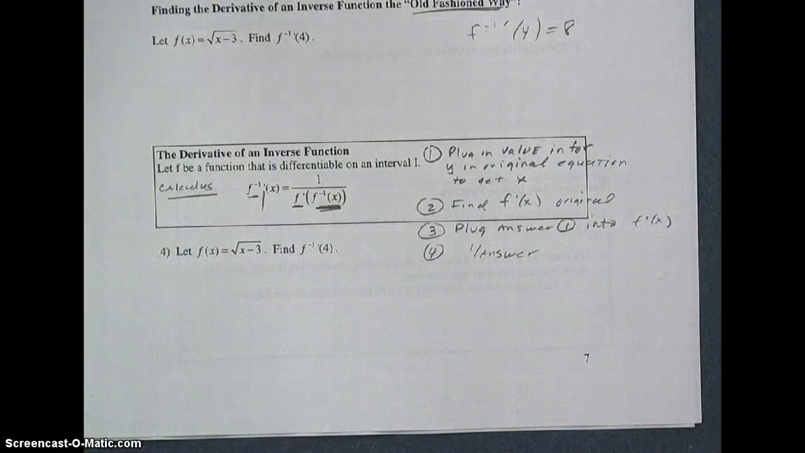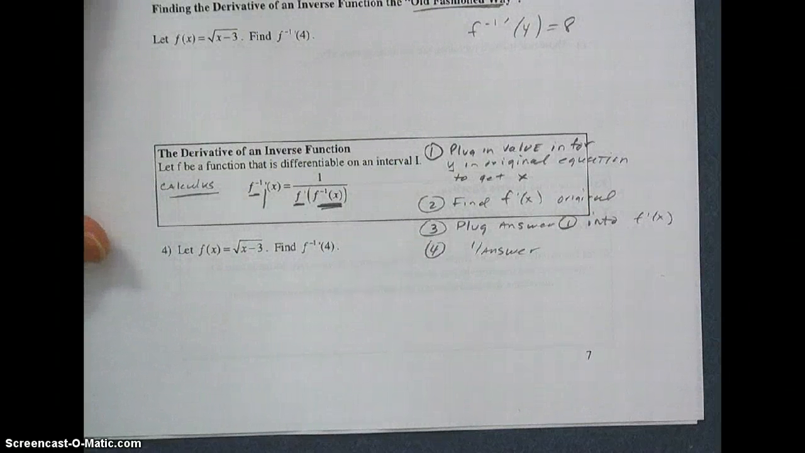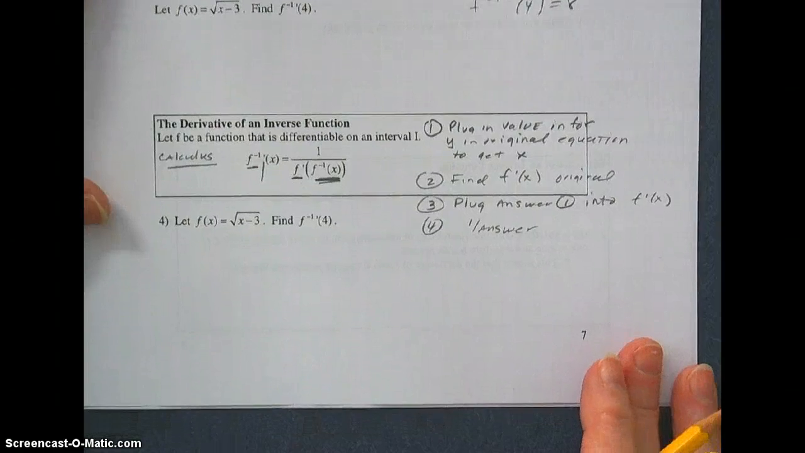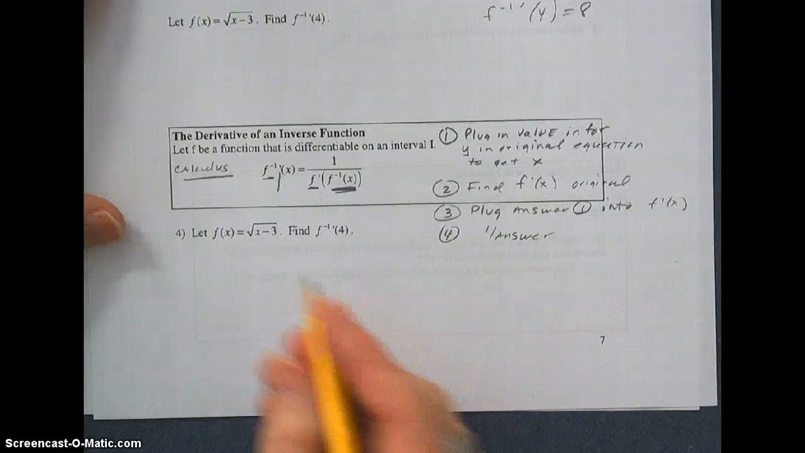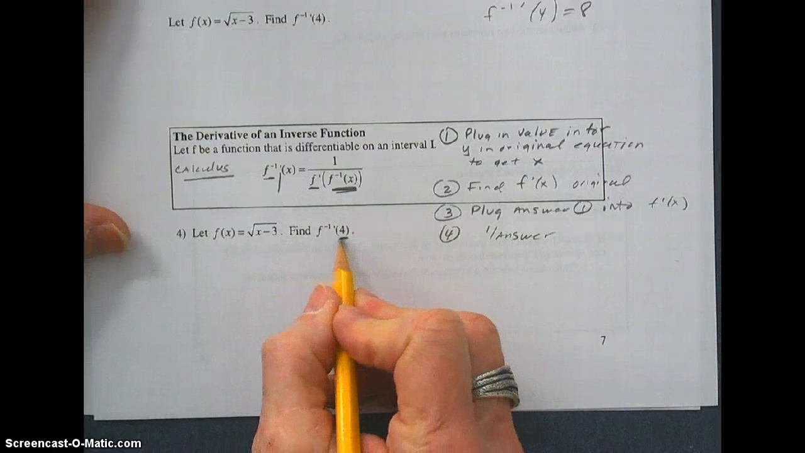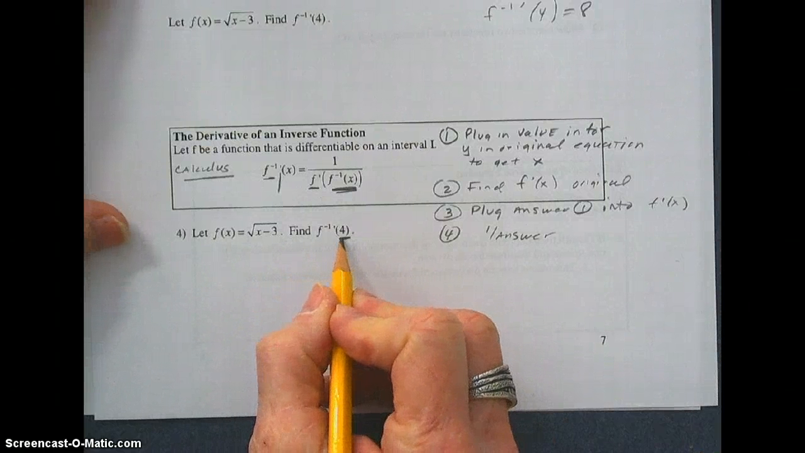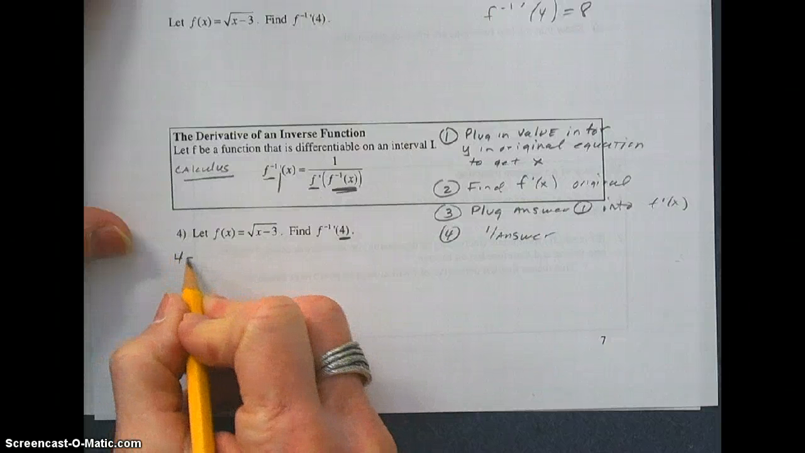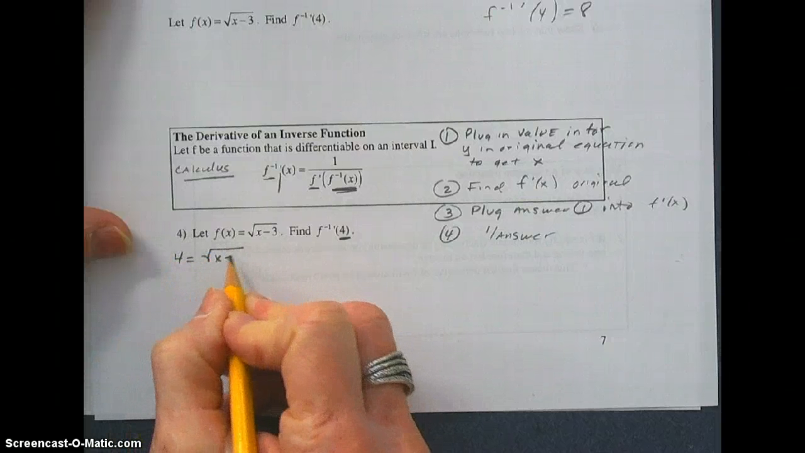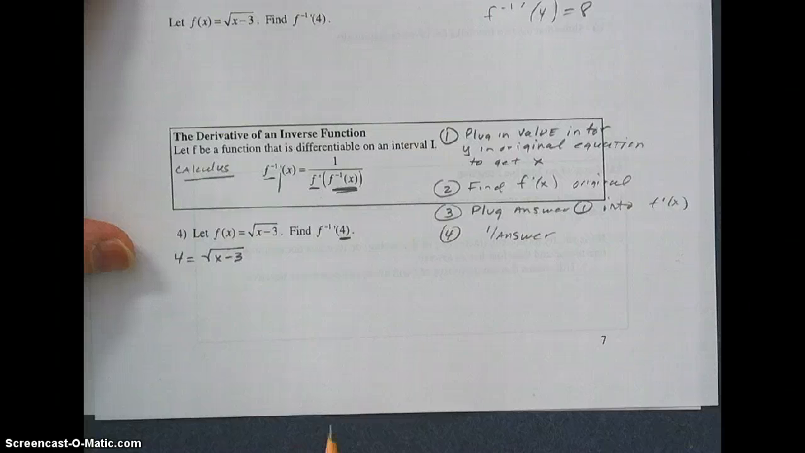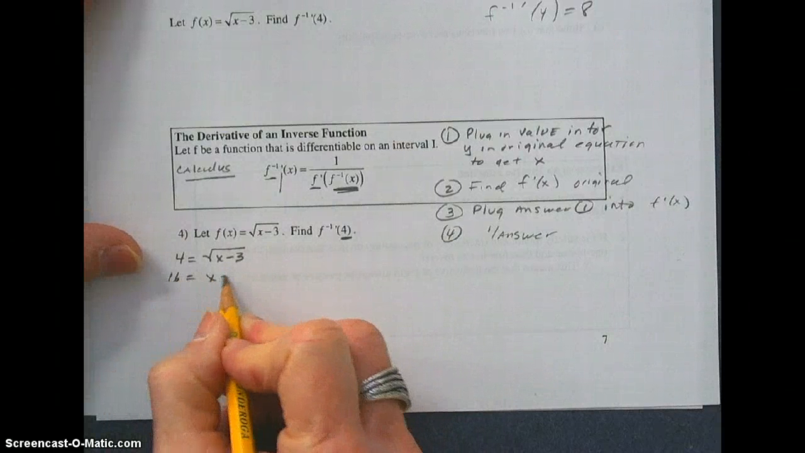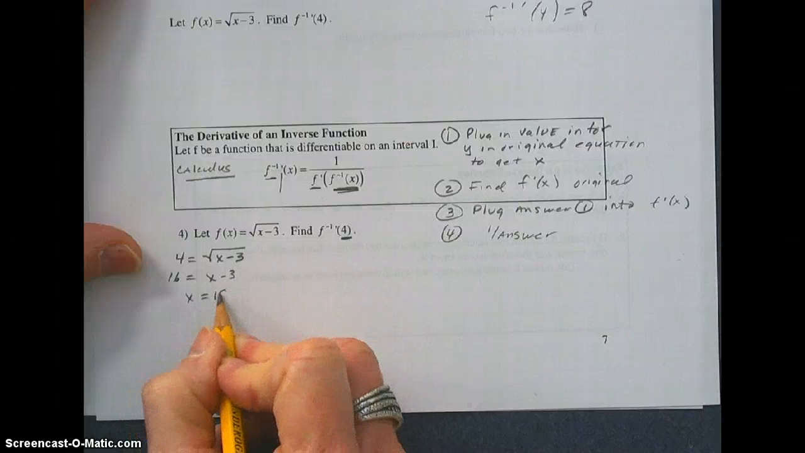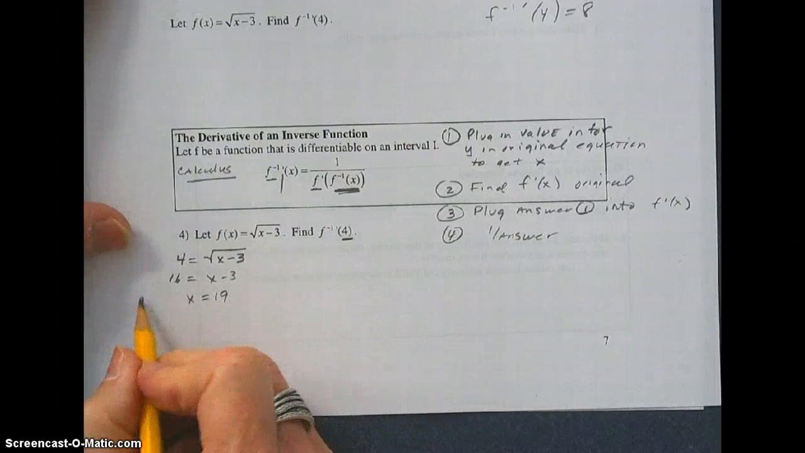So let's take this example that we already did the old-fashioned way, and let's use calculus to find the answer. First off, whatever value we're given, we plug that in for y. So 4 equals the square root of x minus 3. Let's solve for x. If I square both sides, I get x equal to 19. Okay, so this is the first step.